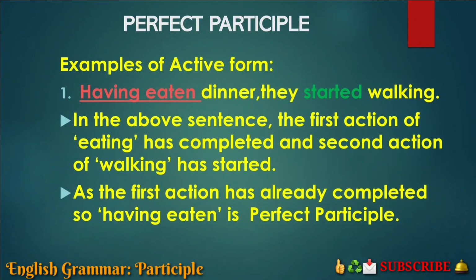First example: having eaten dinner, they started walking. Students, in the above sentence, the first action of eating has completed and the second action of walking has started. As the first action has already completed, having eaten is used as a perfect participle here.